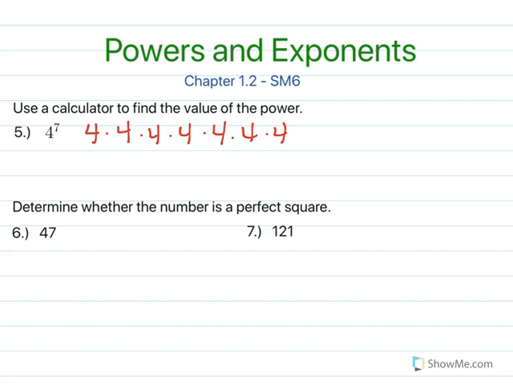And when I do that, I get 16,384. Now, I said that's the easiest way to remember how to do it. However, there is an even easier way to do this.